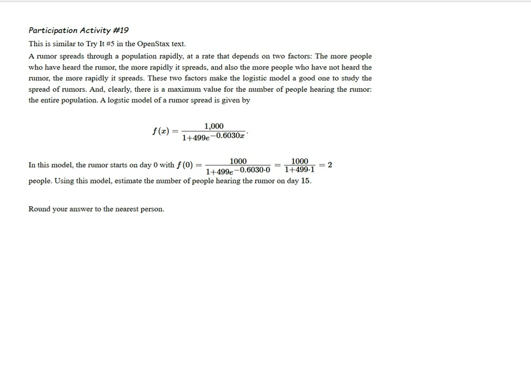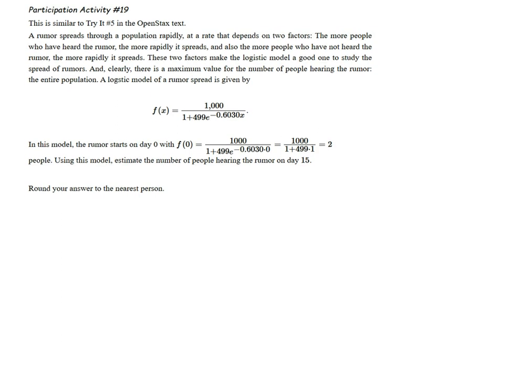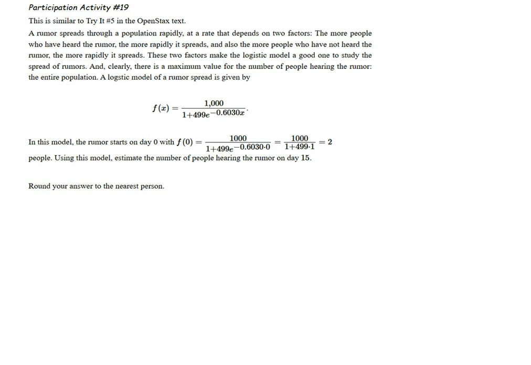All right, participation activity number 19 is you and your calculator. They are giving you this function right here. This apparently represents a rumor that spreads through a population rapidly at a rate that depends on two factors. The more people who have heard the rumor, you can read all this. But the logistic model of a rumor spread is given by this function.